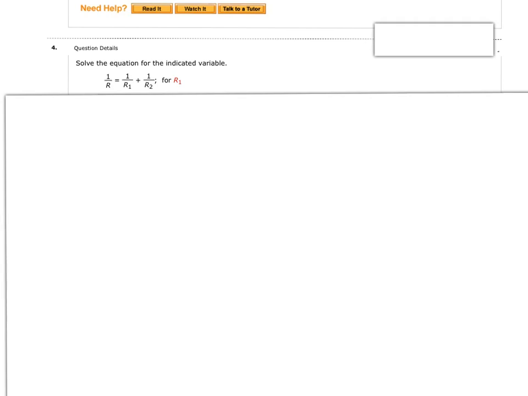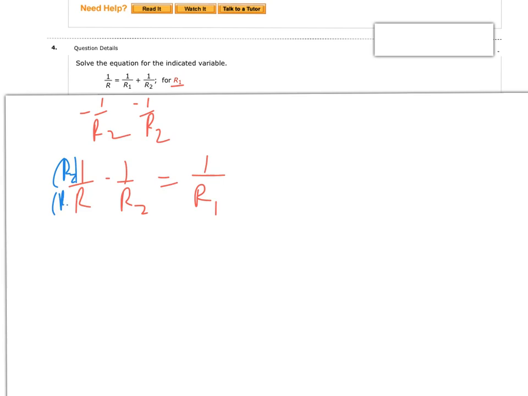All right, next up, number 4. So for this one, what would we want to do? Trying to isolate R1. And so I would first subtract 1 over R2, I guess, to the other side. So I have 1 over R minus 1 over R2 equals 1 over R1. Now, I have not yet isolated R1 because it's in the denominator here. So what I'm going to need to do here, I can't flip it when it's one fraction equal to 2 fractions. So I'm going to go ahead and get a common denominator here.